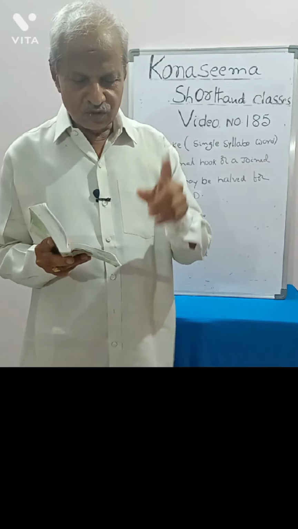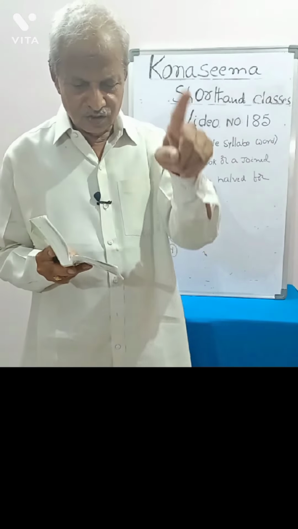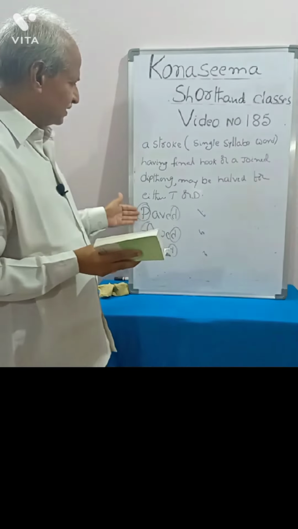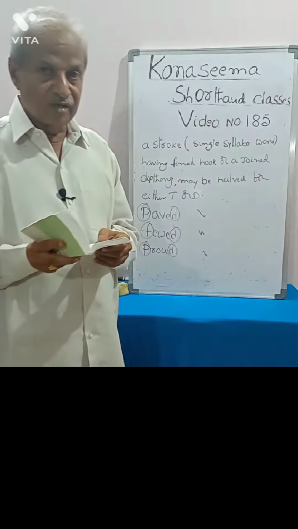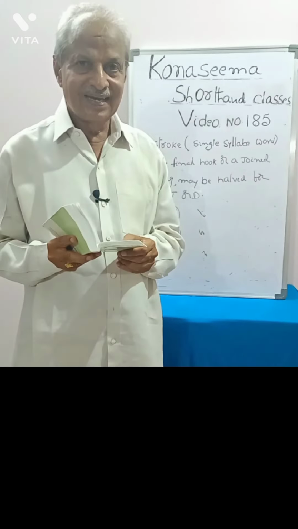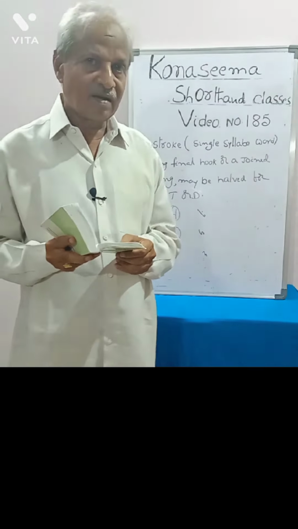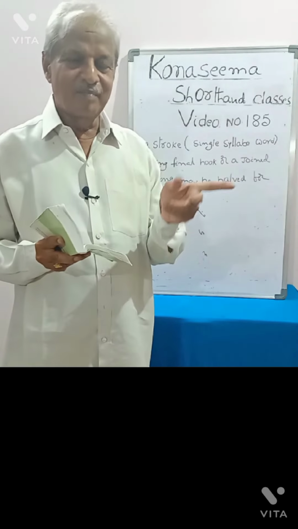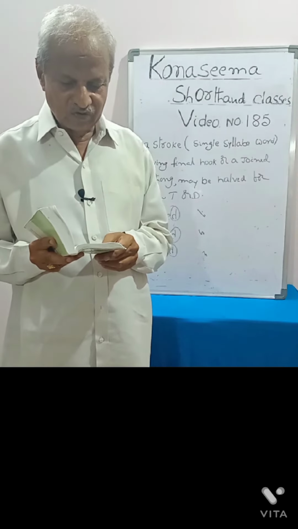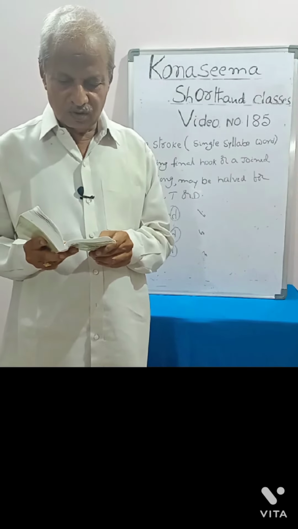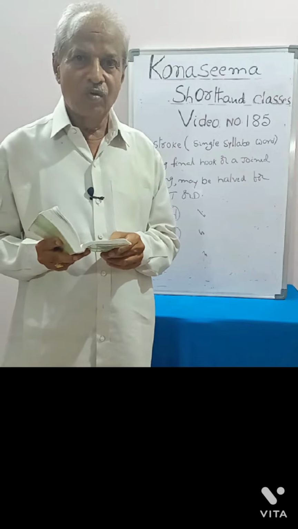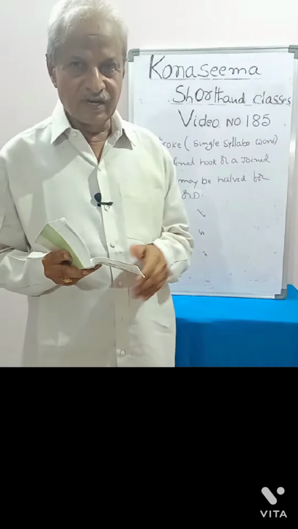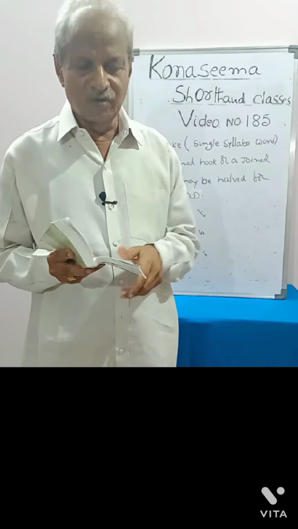Next, a stroke having a final hook or a joint diphthong may be halved for either T or D, like that pave, paved, ten, tent or tend, men, meant or mend, few, feud, proud. Next, halving for T only or for D only. This is regarding single syllable words.